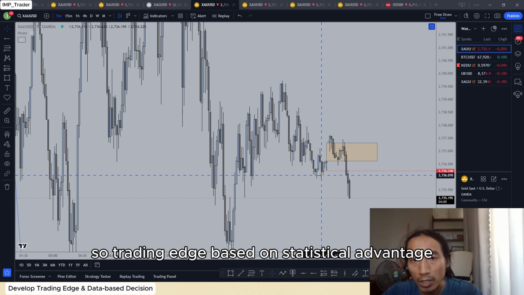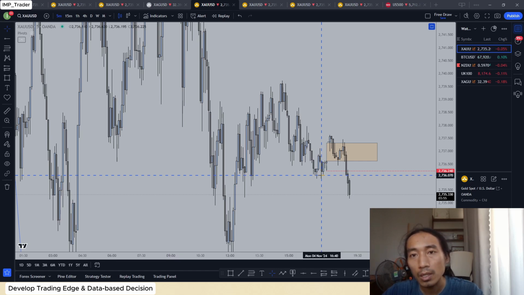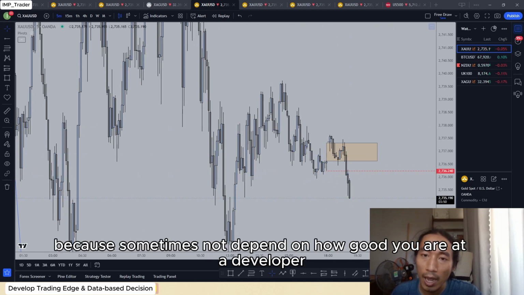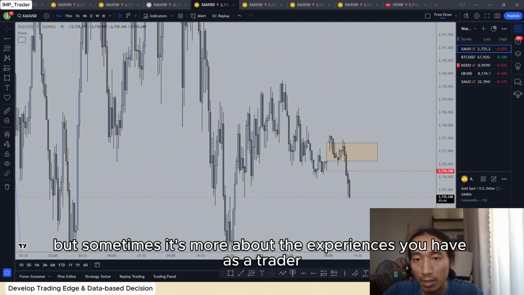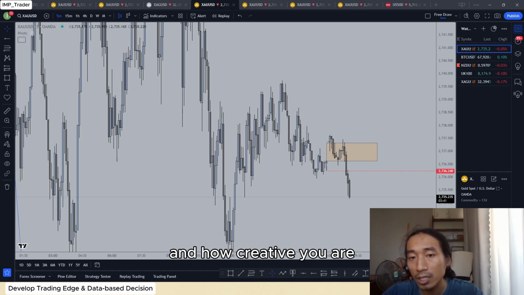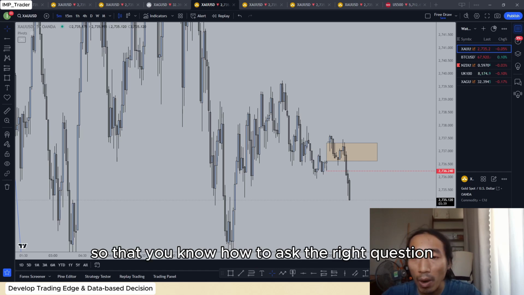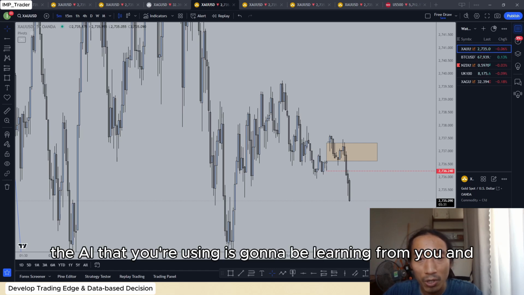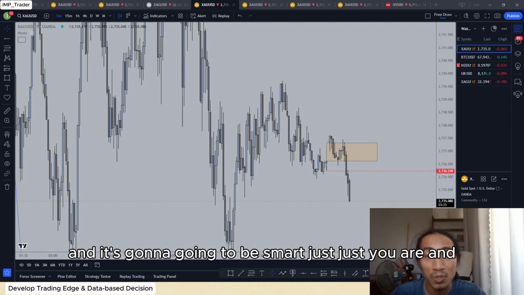So trading edge based on statistical advantage is kind of interesting, because sometimes it doesn't depend on how good you are as a developer, but more on the experiences you have as a trader and how creative you are, so that you know how to ask the right question. When you know how to ask the right question, not only is the AI that you're using going to be learning from you, it's going to get smart, just as you are.